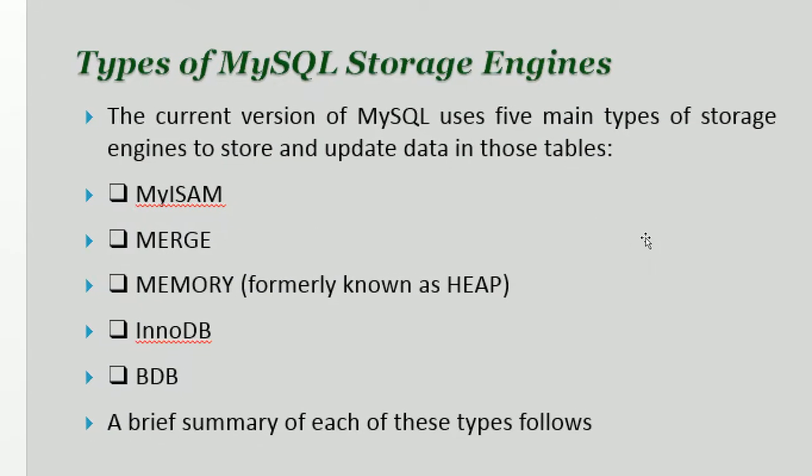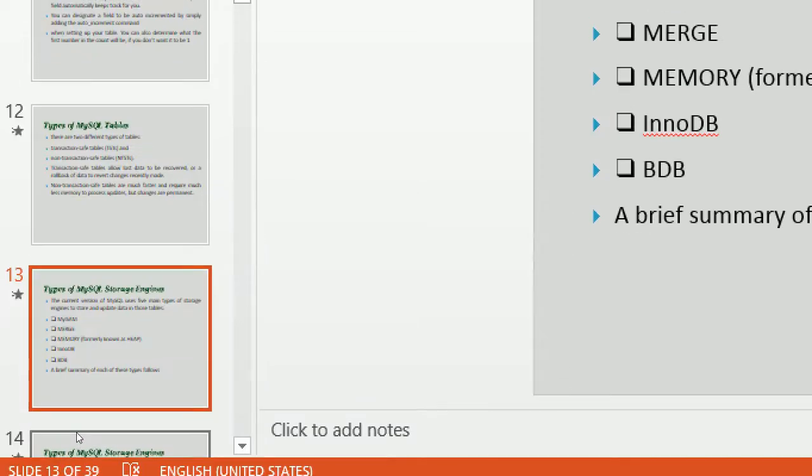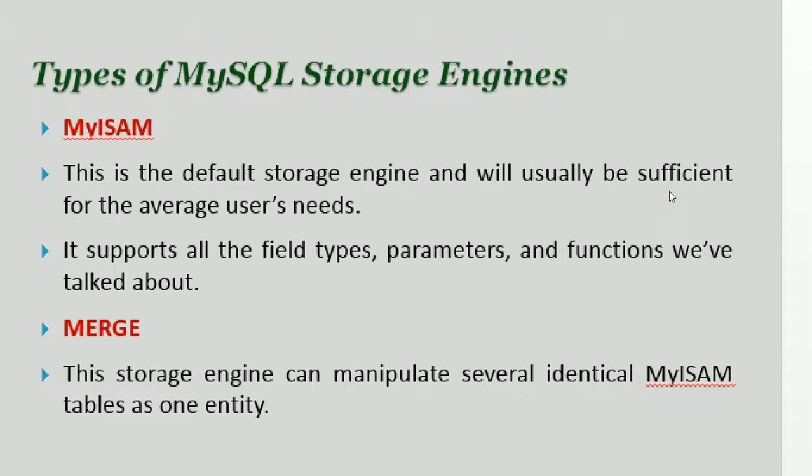Types of MySQL storage engines. We have different types of storage engines: MyISAM, merge, memory, formerly known as heap. Heap is an algorithm. Clear? InnoDB, this is the default, and BDB. We will discuss all of them briefly, and I will show you how to select them according to the size of your database. Clear? So, types of MySQL storage engines.